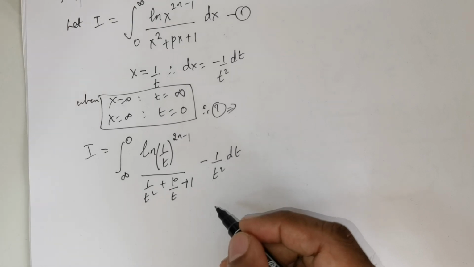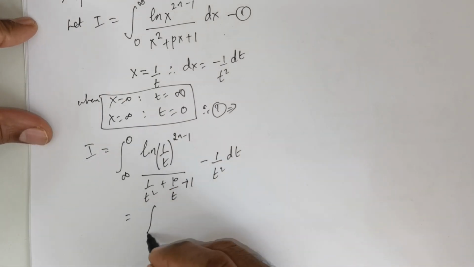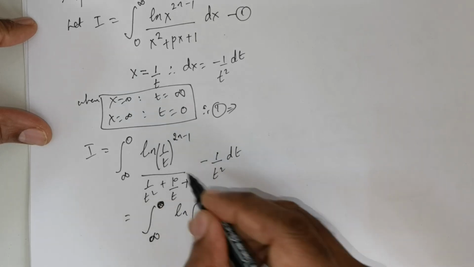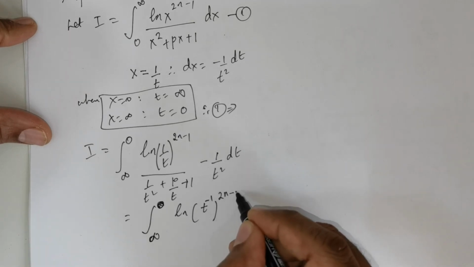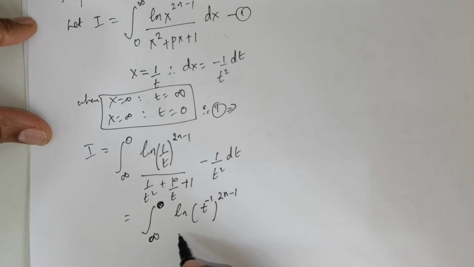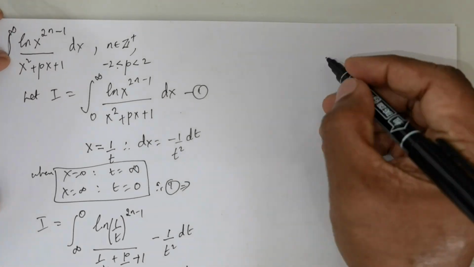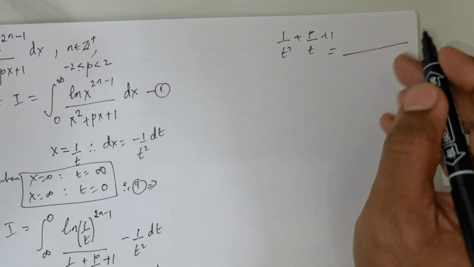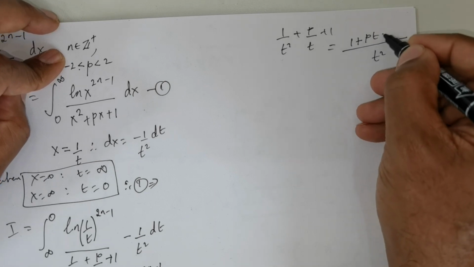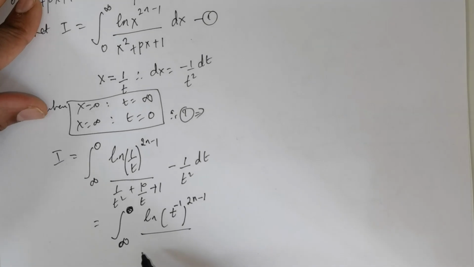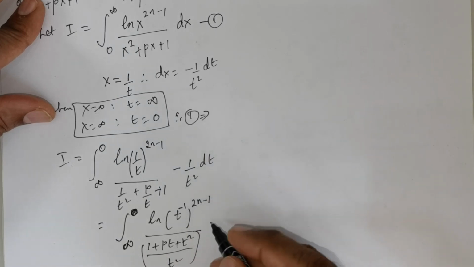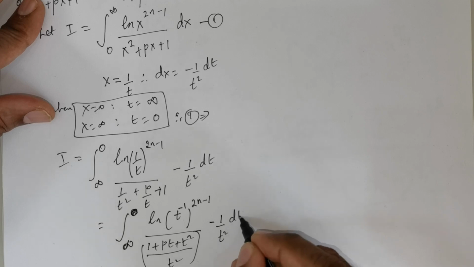Now what I wish to do is, first I would like to move 1 over t to the numerator. So the limits are infinity to 0, I will change the limits later on. Infinity to 0 of ln of t raised to the power of negative 1, which is in turn raised to the power of 2n minus 1. Now this is divided by, you can take the LCM. Let me consider this 1 over t squared plus p over t plus 1. I'm taking the LCM as t squared. This will give me 1 plus p times t plus t squared, and that's exactly what I'm going to substitute here. So 1 plus p times t plus t squared, divided by t squared, and that is multiplied with negative 1 over t squared times dt.